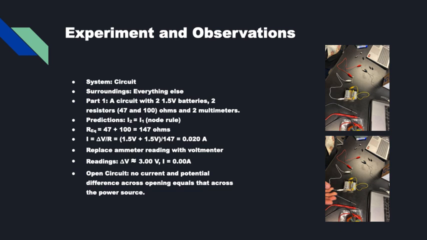And then we were to replace the ammeter with the voltmeter readings, and from that we got 3 volts with a calculated value I of 0.02 amps, it should be. And then no current flows, and the potential difference across the opening equals that across the power source.